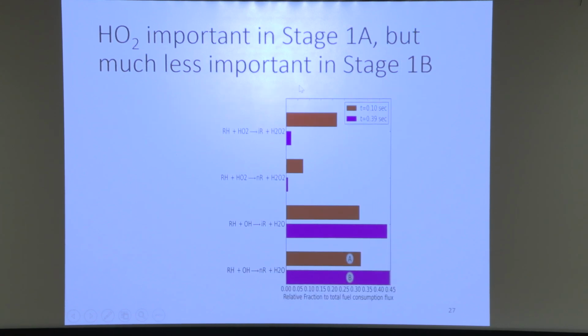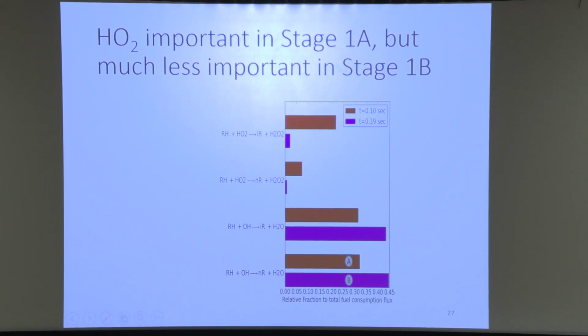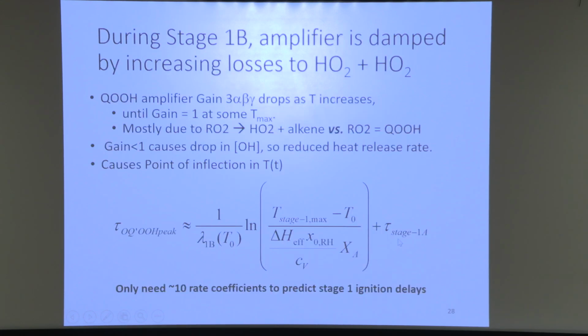HO2 is pretty important then, but later on it's less important. And mostly what's happening is just the OH is attacking stuff. Initially you have only a tiny amount of OH, but by the end of that exponential rise, you have enough OH that it starts to be pretty important. And the OH is eating up stuff pretty fast.